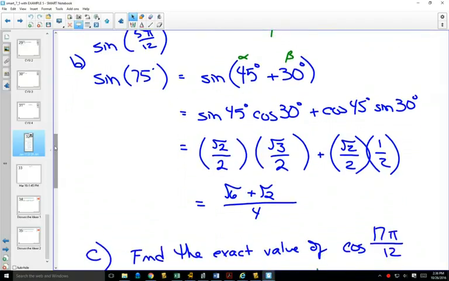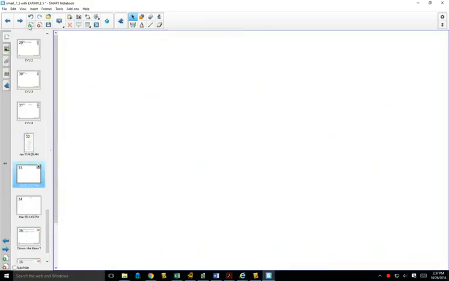So for part C here, we're going to find the exact value of cos of 17 pi over 12. Now, before we solve it completely, I'm going to see if each one of you can come up with a different way of adding two things or subtracting two things that are on your unit circle to get 17 pi over 12.